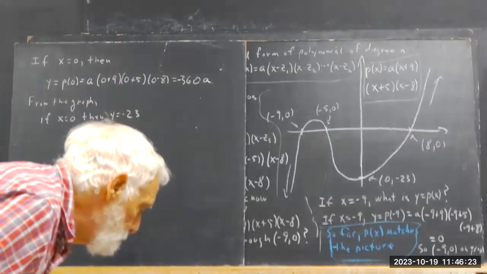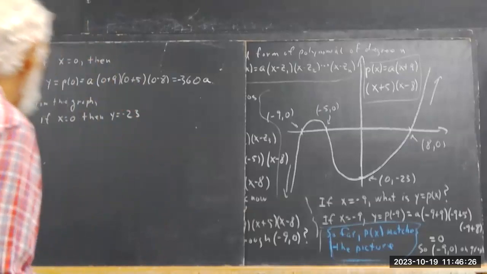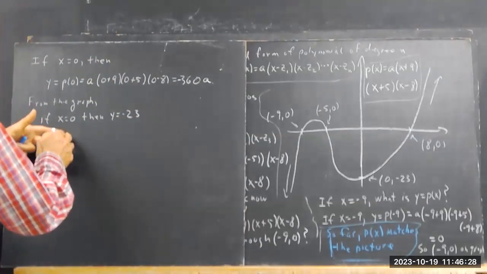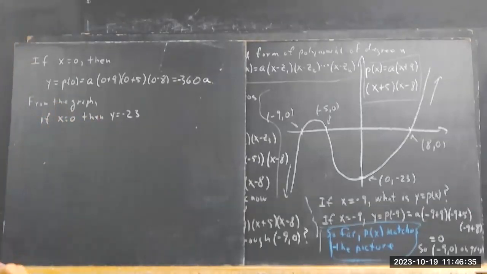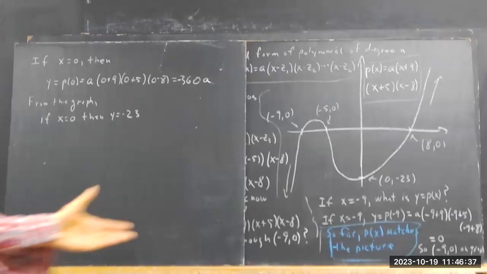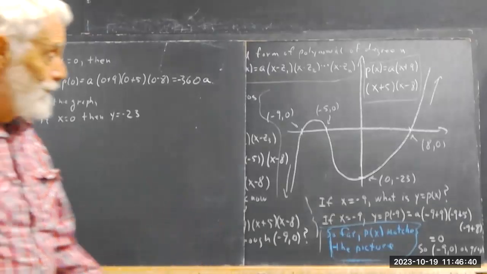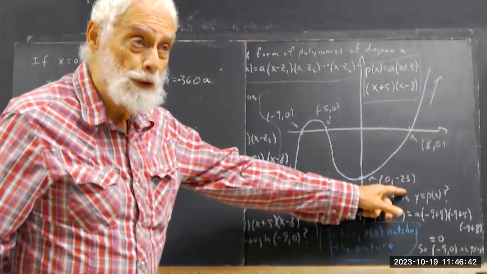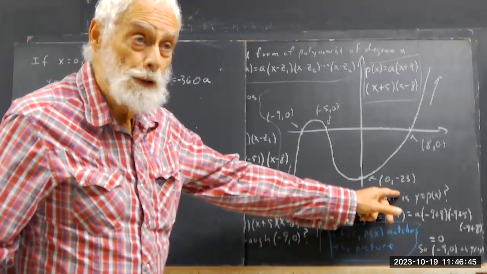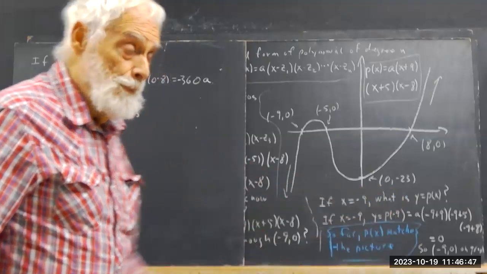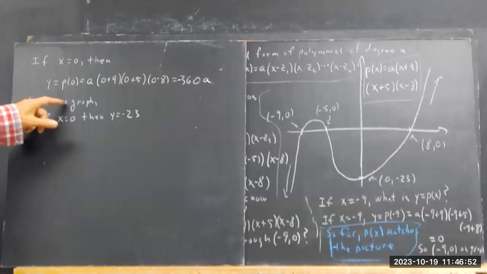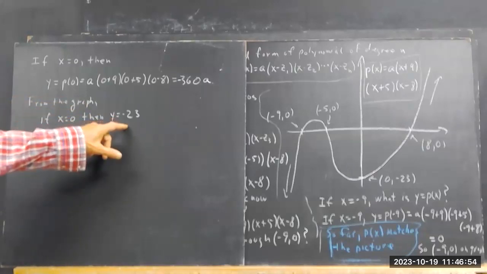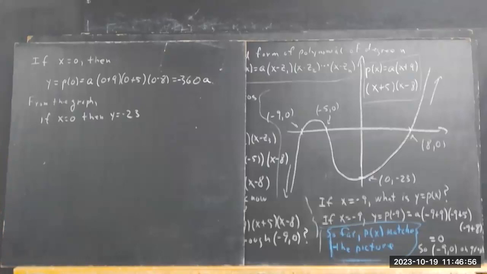All right. Well, now, from the graph, if x equals 0, then y is negative 23. Now, why did I say that? Well, I looked at the graph. This says if x is 0, y is negative 23. That's exactly what this ordered pair is telling me, right? So why don't you write out this statement from the graph, if x equals 0, then, and write out all the logic.